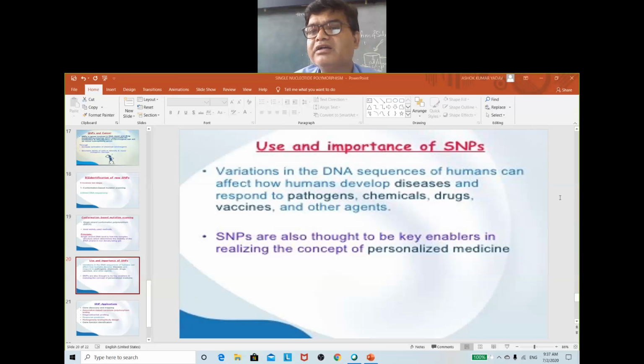So try to know what is the effect of this medicine, and what is the effect of a defect of a particular gene or the regulatory gene responsible for disease development. Such things can be easily monitored with the help of SNP.